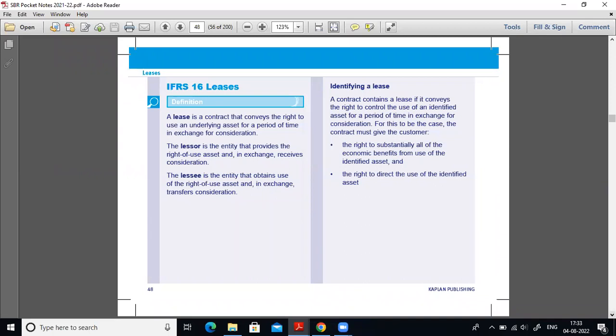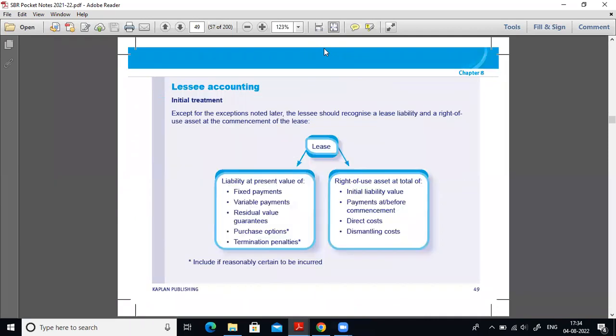And in case of lease, the controlling right, if you clearly see, is the right to substantially all of the economic benefits from the use of the identified asset, and the right to direct the use of the identified asset. So it means the lessee will have the right to use the asset as per their own requirement, and will also have the right to receive the economic benefit from that particular identified asset. So this is yesterday's discussion, and I hope you are very clear with the controlling right part.